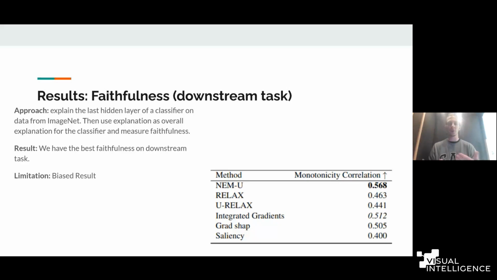Whereas most models will actually explain the output, we explained the last hidden layer basically. In this case, we can see that we got the highest faithfulness score compared to Relax and some of the other ones. The problem, of course, is that we're measuring this on the last hidden layer and not the output. So the results are probably biased, meaning that some of these methods, if we use them on the actual output layer, might have given better faithfulness results.